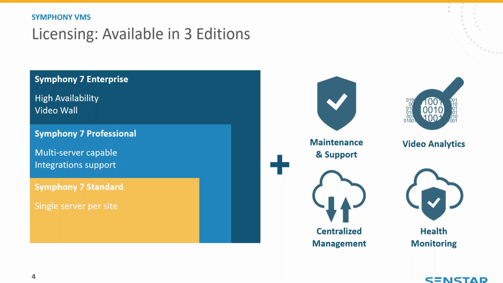So what you see that's not a functional component of this 3-block diagram on the left is you have 4 additional components that you can bolt on or add on to these licensing models. The maintenance and support, video analytics, which is primarily what I'll talk about, centralized cloud management, and health monitoring. So you'll notice that the video analytic is not specifically attached to an enterprise license, which in older versions of Symphony it was. This is now an a la carte feature.